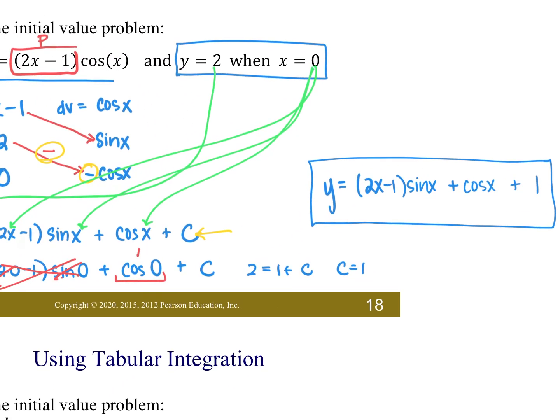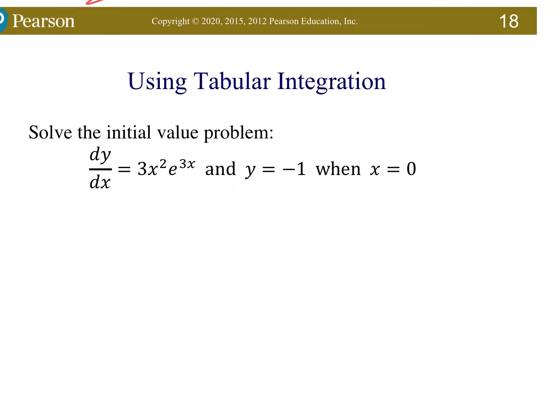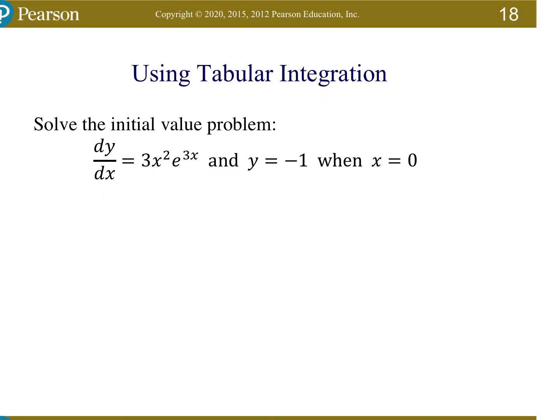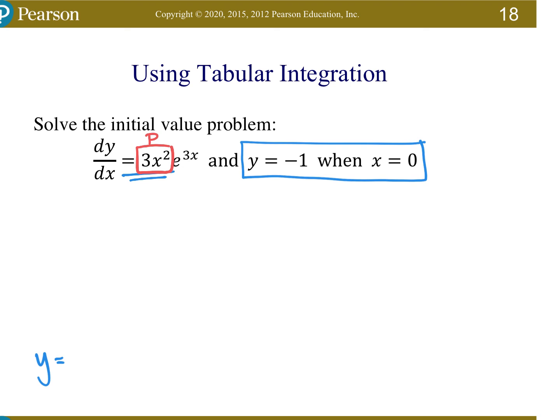Okay, let's try one more of those. Here's another initial value problem. So it's the derivative, whose answer will start with y equals. But we have this initial condition value here. All right, so let's pick our limit, and we've got a p for polynomial here, and we've got an e for an exponential.